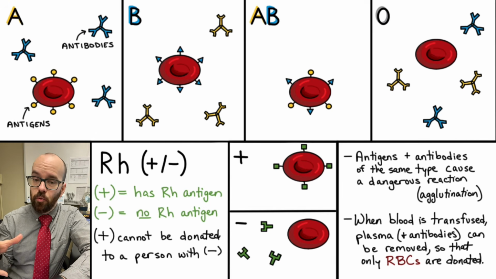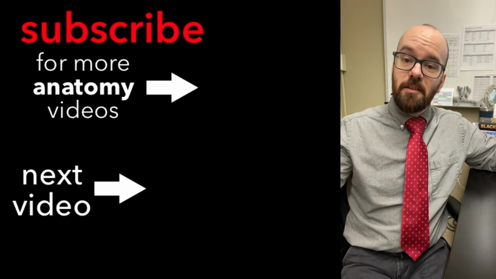So if you can remember those rules and think in terms of antigens and antibodies present, then you can easily determine which types of blood are compatible and which aren't. And hey, now that you know all that science, go out and give some blood.